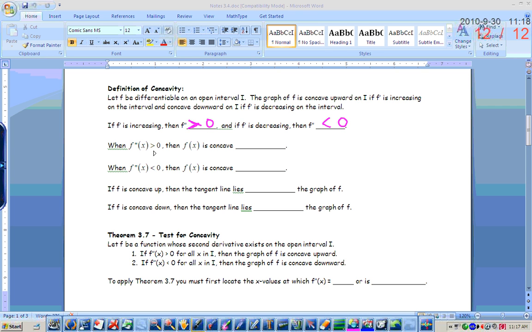So when f double prime of x is greater than 0, f of x is concave up, because it said that f is concave up if f prime is increasing, and f prime increasing means f double prime greater than 0. And when f double prime of x is less than 0, then f of x is concave down.